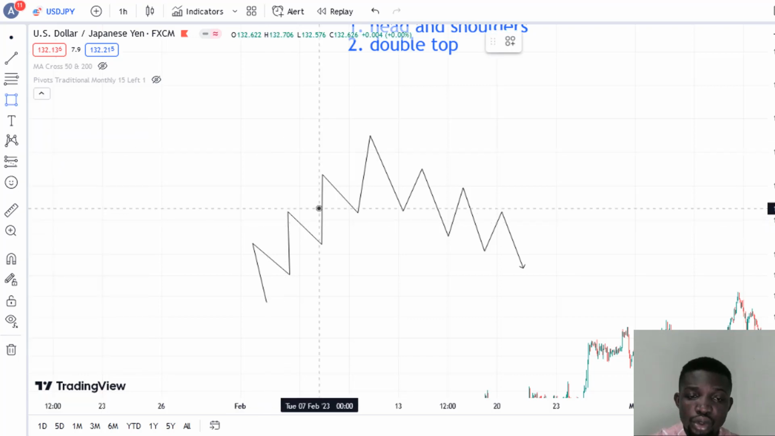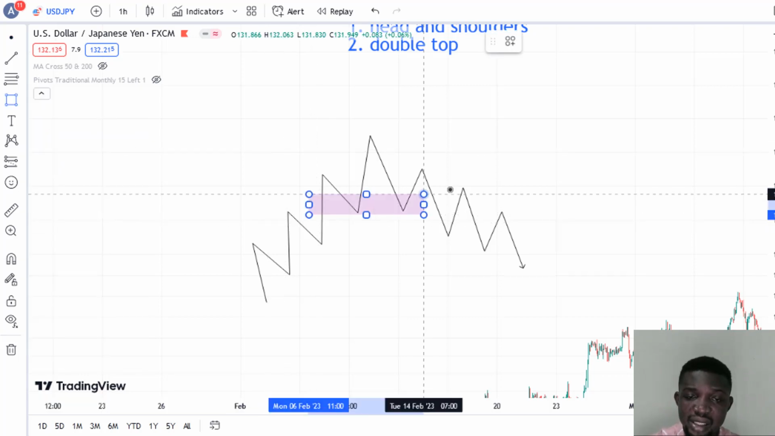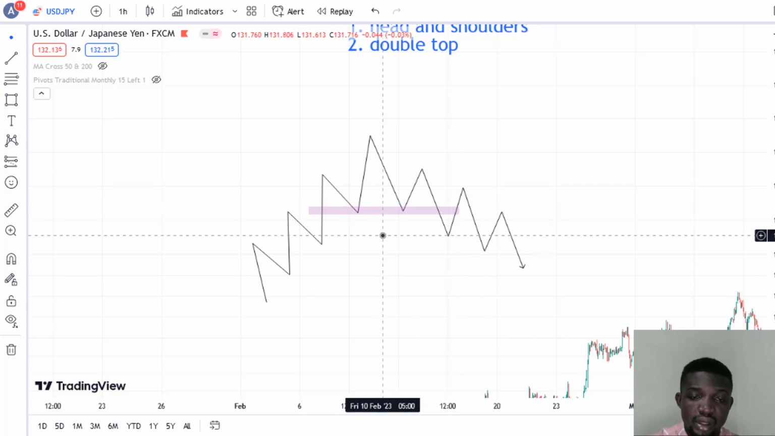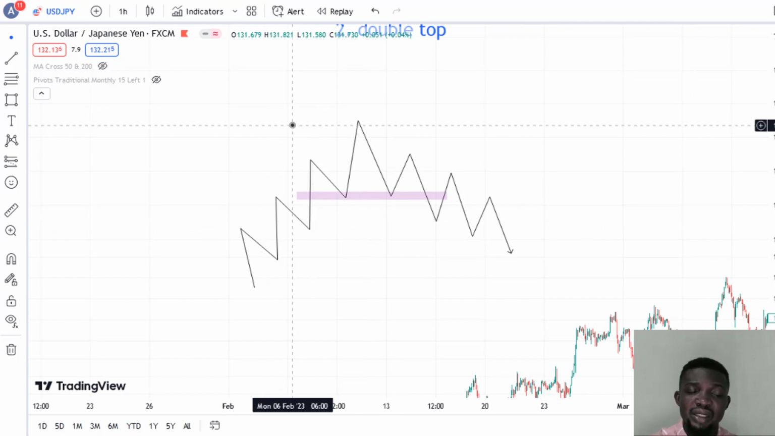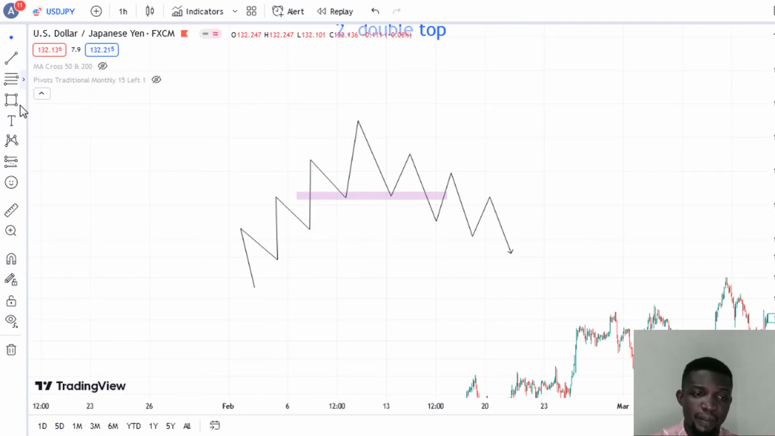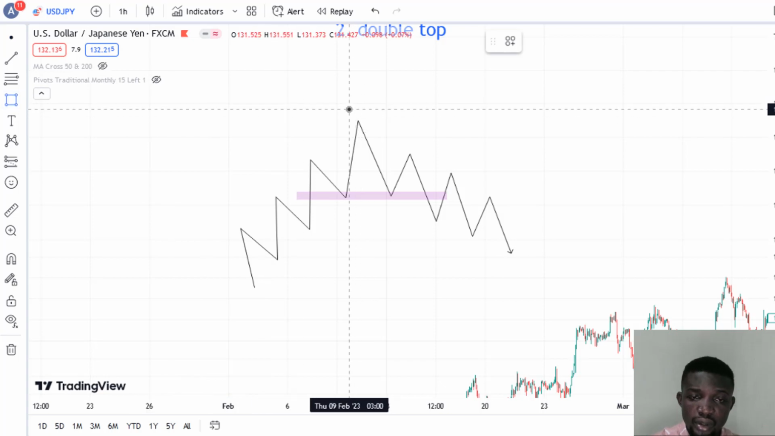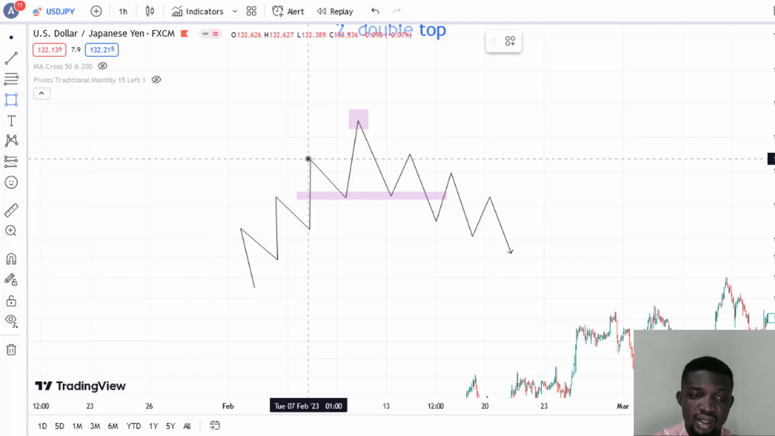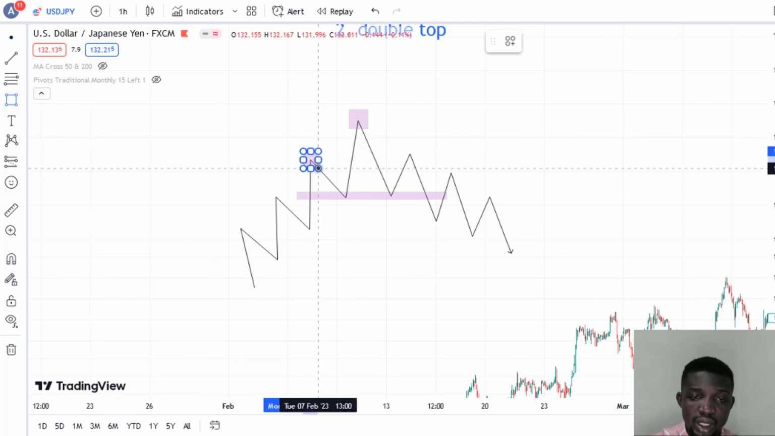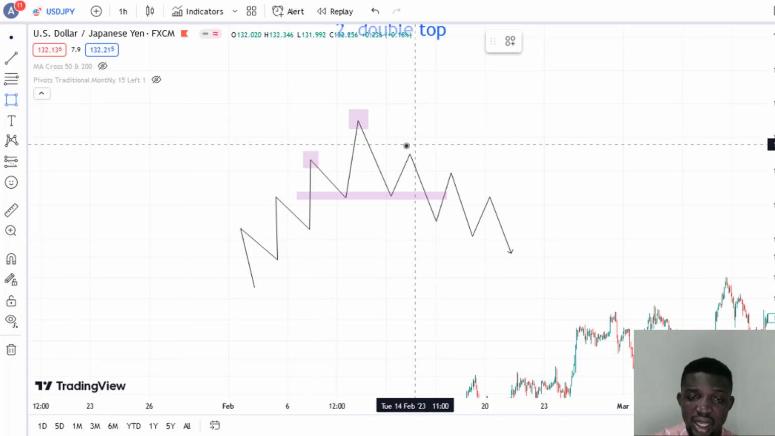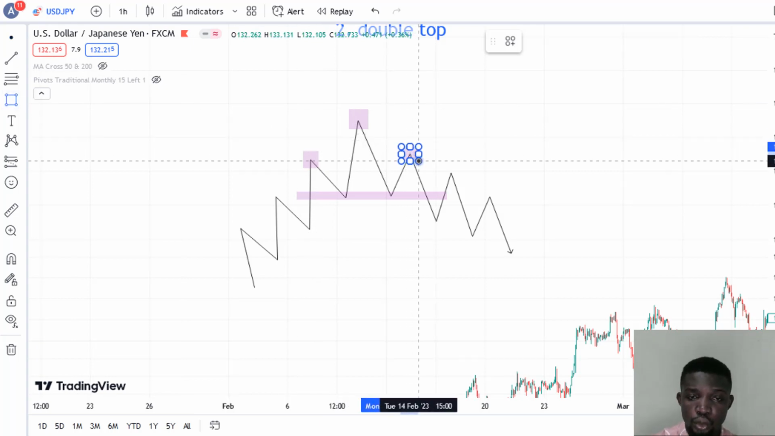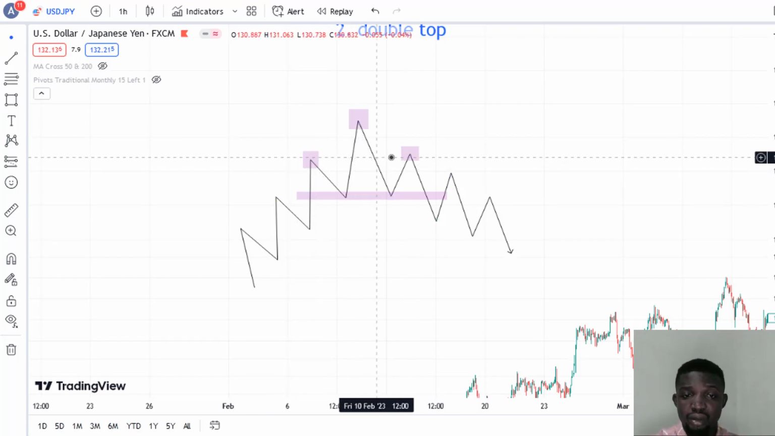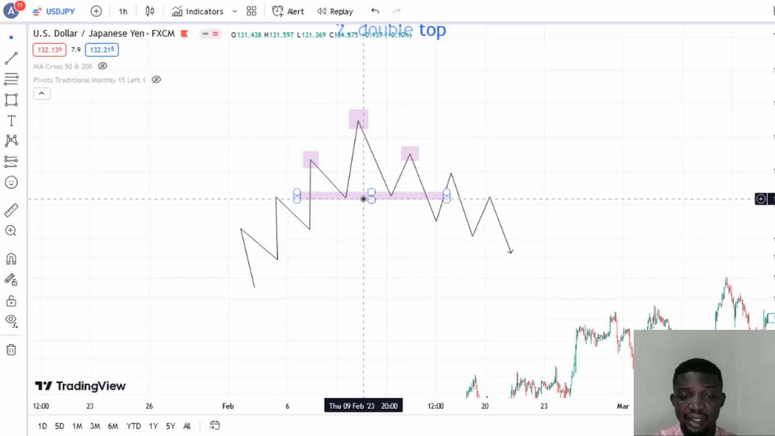So first, I'm going to try and identify our neckline. This is our neckline. So now, how do we identify our head? How do we identify our shoulders? This is the head. This is our left shoulder, and this is our right shoulder. This is our head, this is our left shoulder, this is our right shoulder. Then we have our neckline.